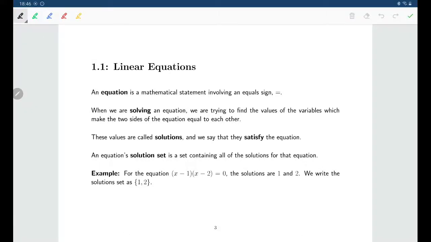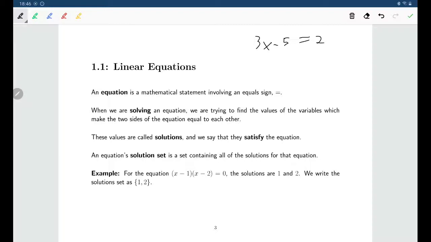Welcome back. In this section, we'll be talking about solving linear equations. Just to clarify, an equation would be a mathematical statement that involves an equal sign. If it doesn't have an equal sign, it's not an equation. So something like 3x minus 5 would not be an equation. 3x minus 5 equals 2, that would be an equation.